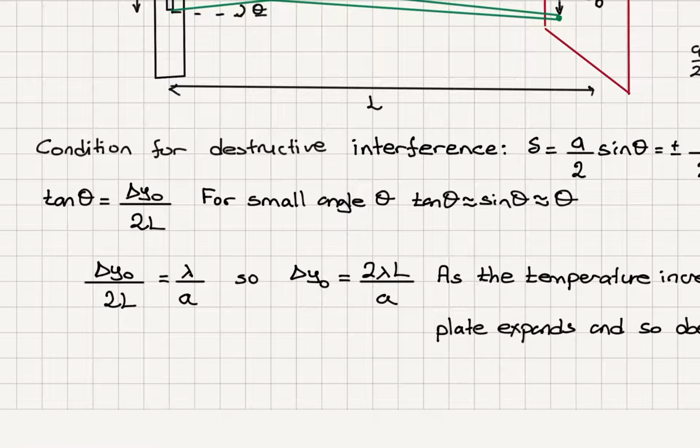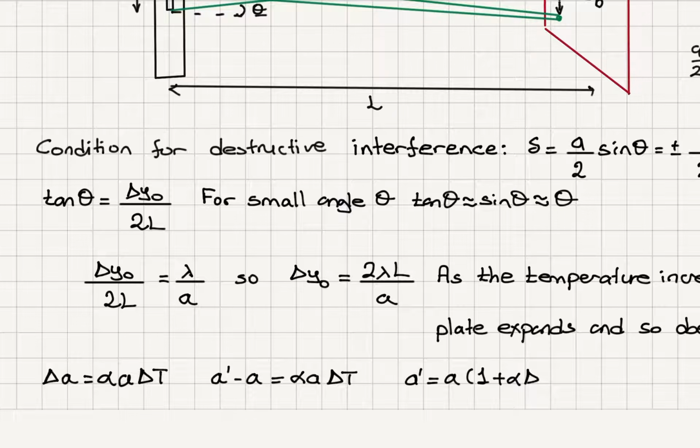And how does it expand? The change in linear dimensions, the width of the slit, will be equal to the coefficient of linear expansion alpha multiplied by the original width and the change in temperature. So final slit width minus initial slit width is equal to alpha A delta T. So we find that the final slit width will be equal to A times 1 plus alpha delta T.